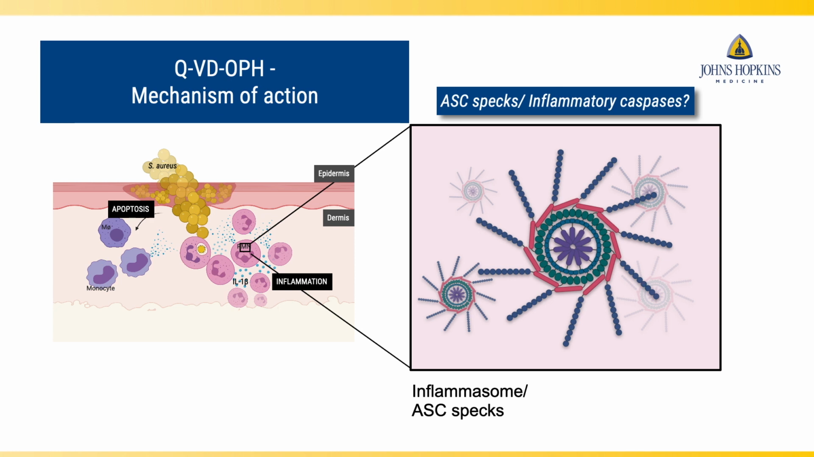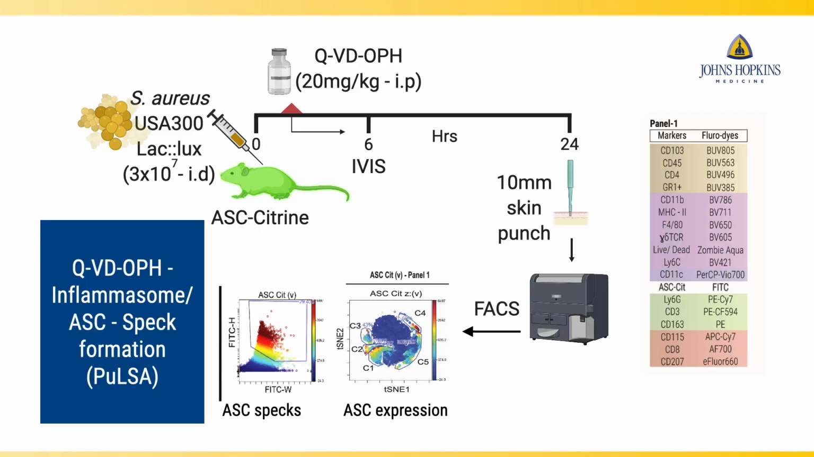So, okay, it's not IL-1 beta. So what happens to inflammasome formation, where caspases are essential components? Does Q-VD-OPH inhibit the formation of the inflammasome itself? That was a burning question we wanted to understand. And to detect inflammasome assembly, we measured ASC speck formation.